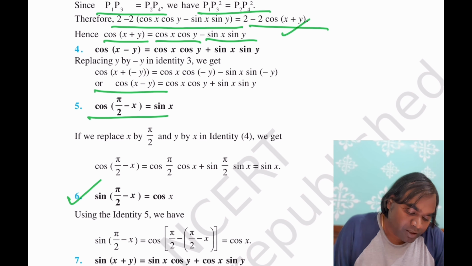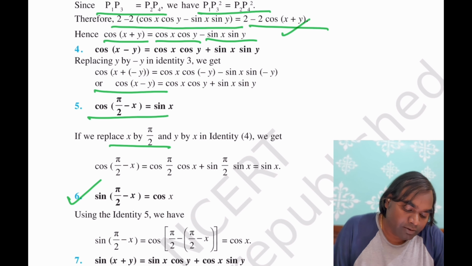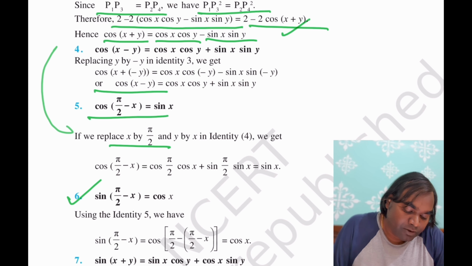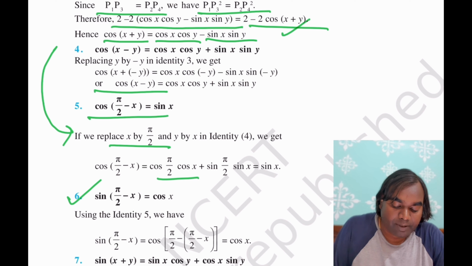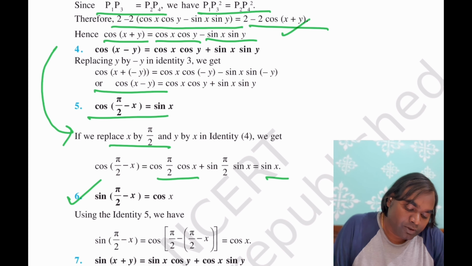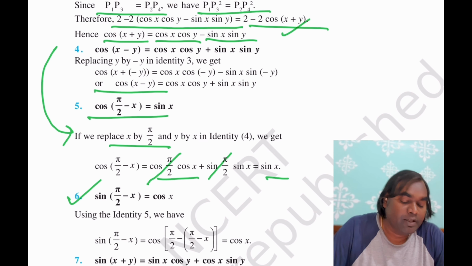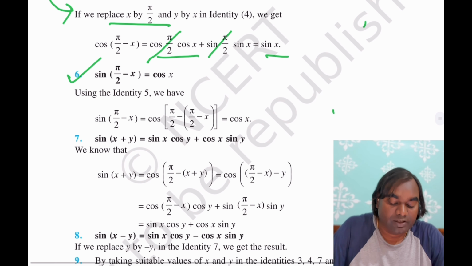Just substitute x by pi by 2 and y by x in identity 4, we will get cos(pi by 2 minus x) is equal to cos pi by 2 into cos x plus sin pi by 2 into sin x is equal to sin x, as cos pi by 2 is equal to 0 and sin pi by 2 is equal to 1. So we will get sin x. Similarly, we can get the value sin(pi by 2 minus x) is equal to cos x.